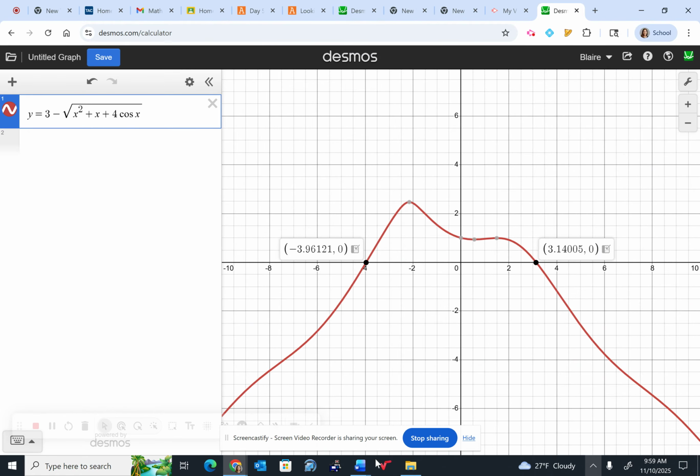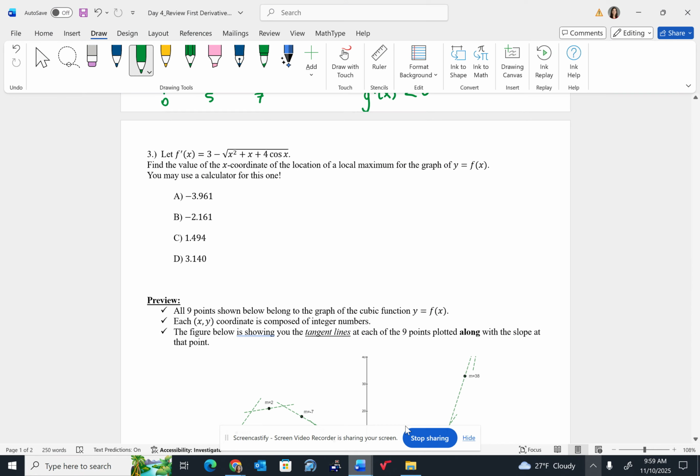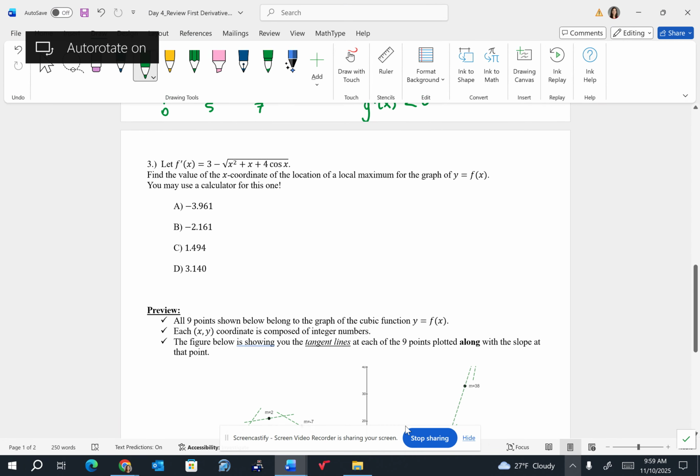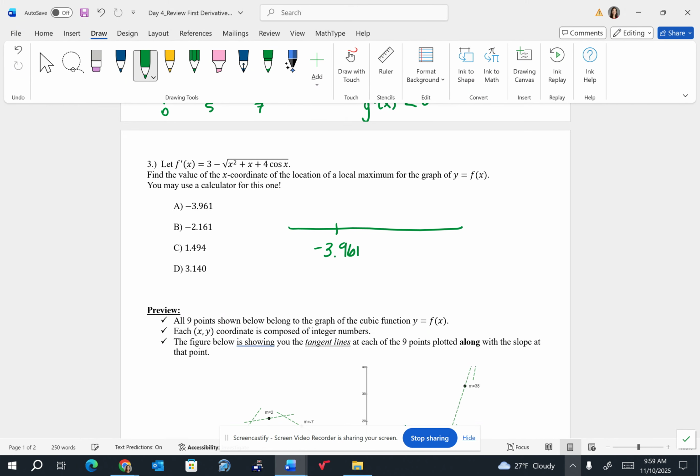So those are our two choices. I'm going to put them on a little sign chart again and see which one of them is the local maximum, because that's the one that we're looking for. On my sign chart, I could go negative 3.961 and 3.140. And then I'm going to just look at my graph instead of plugging stuff in algebraically.